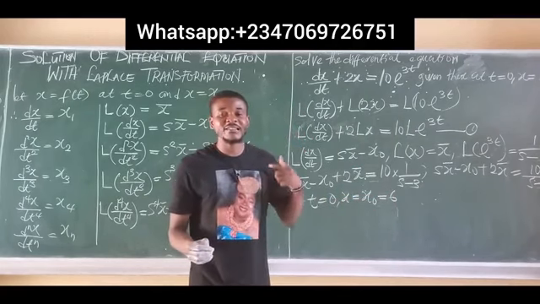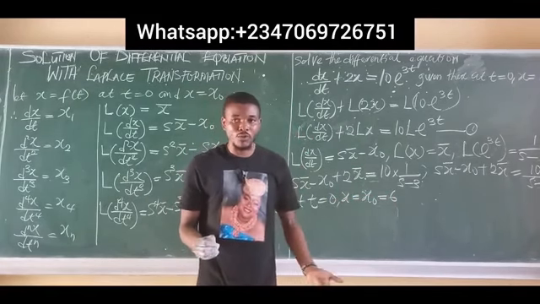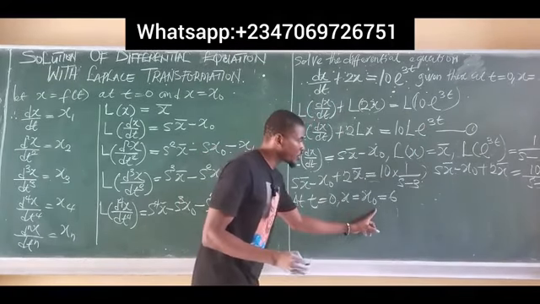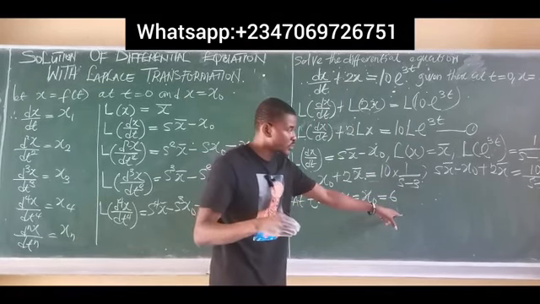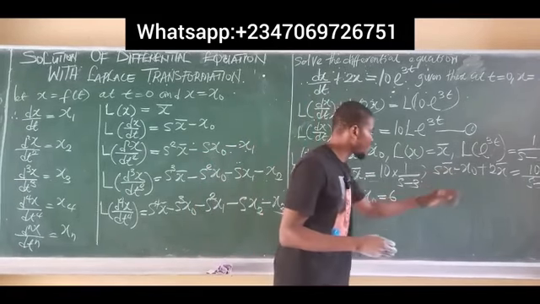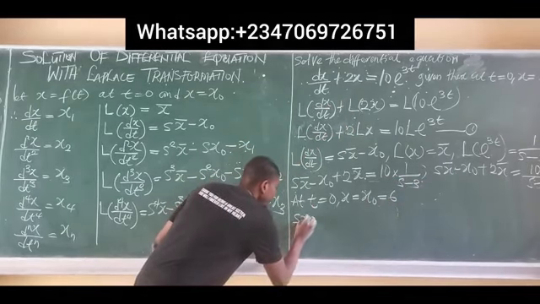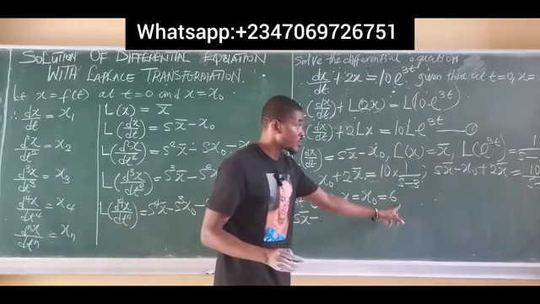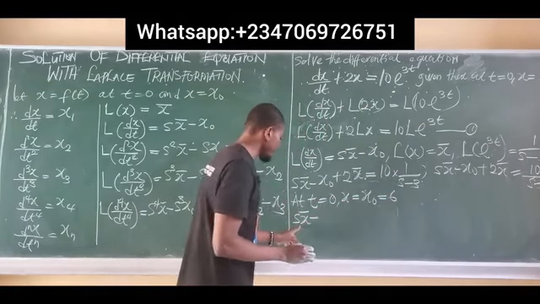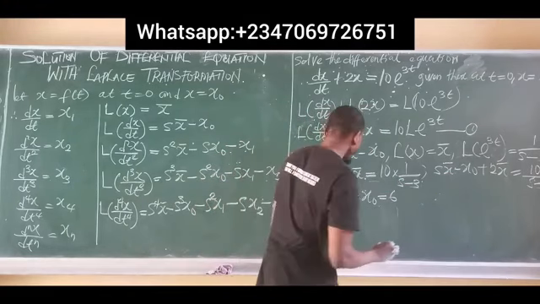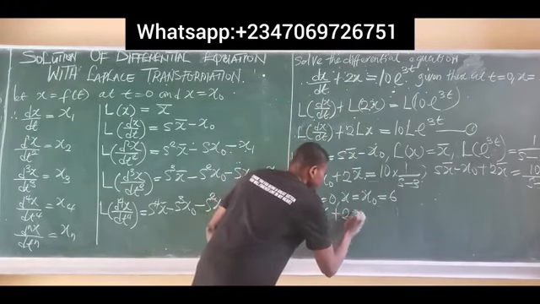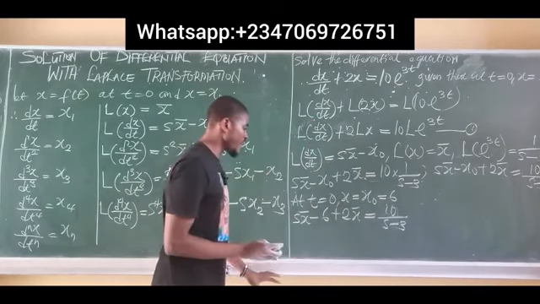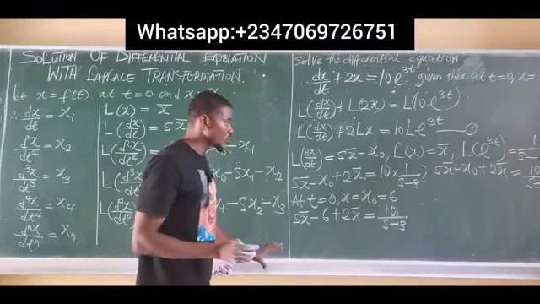So the second condition says insert the initial condition into the equation obtained. And this is what we have obtained so far. So we need to insert x naught equal to 6. In this equation I see x naught there, and x naught is simply equal to 6, so you simply append 6 there. So it becomes s x bar minus 6, plus 2 x bar, and this is equal to 10 all over s minus 3. Now, this is the second condition obeyed.